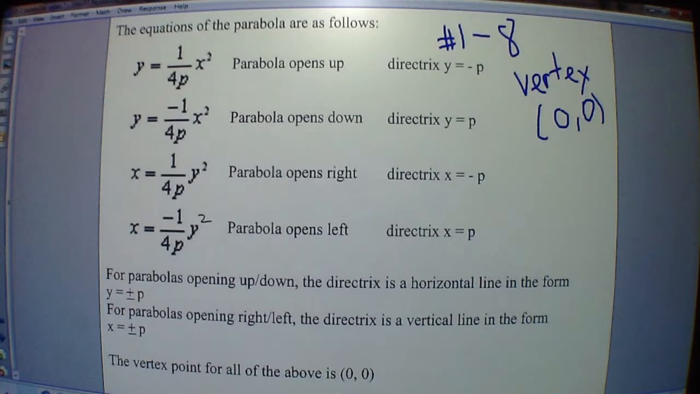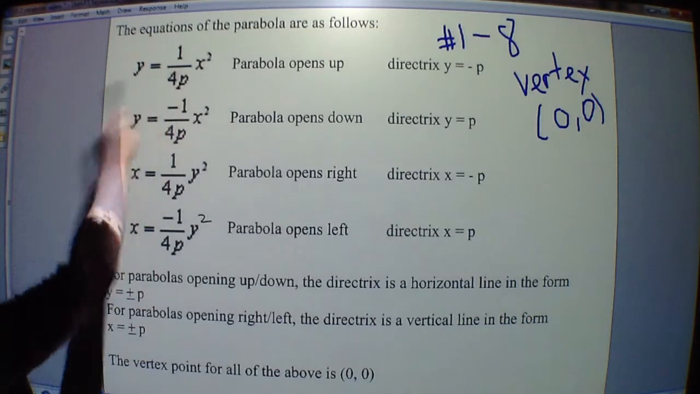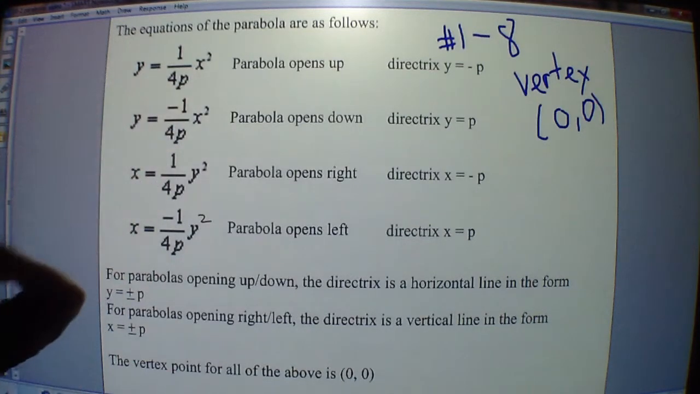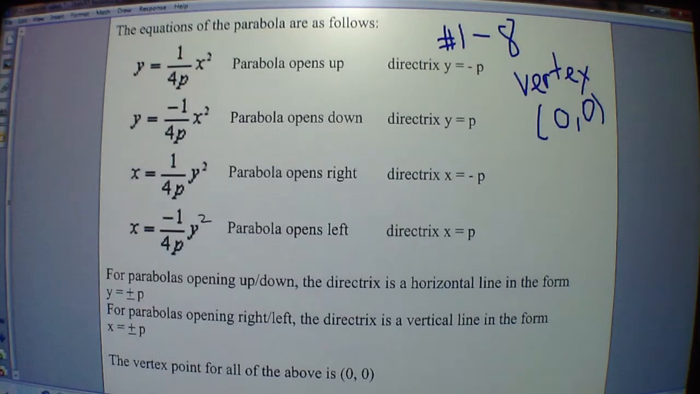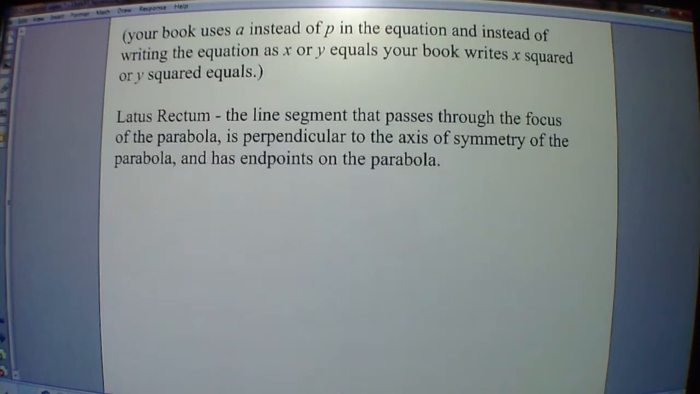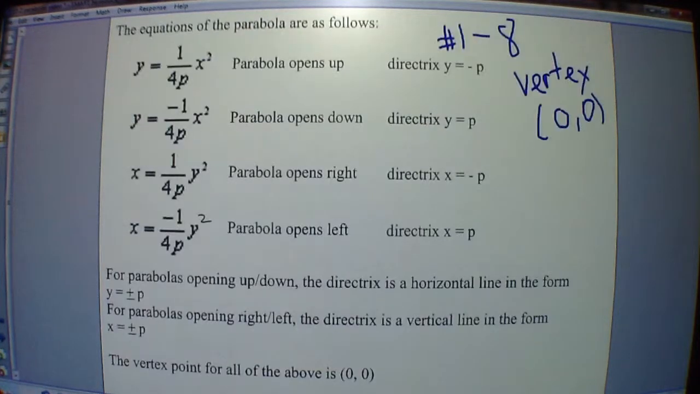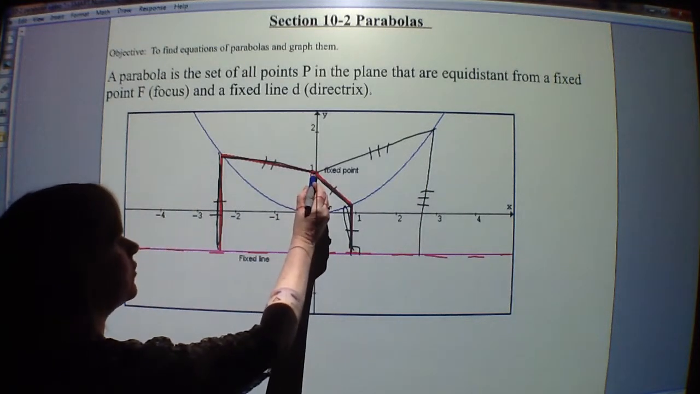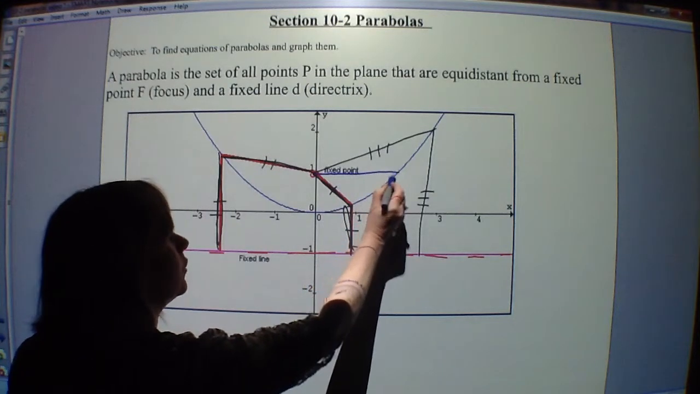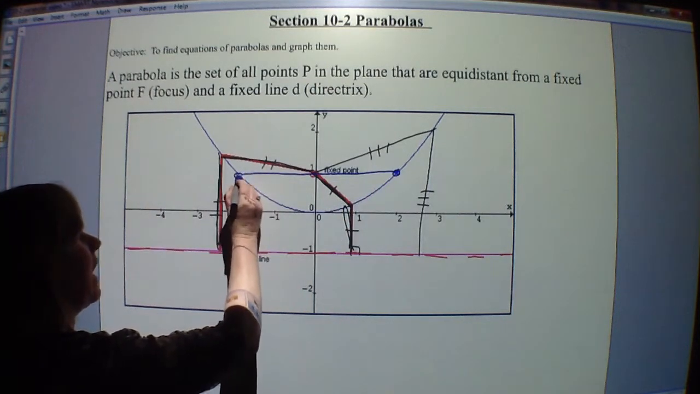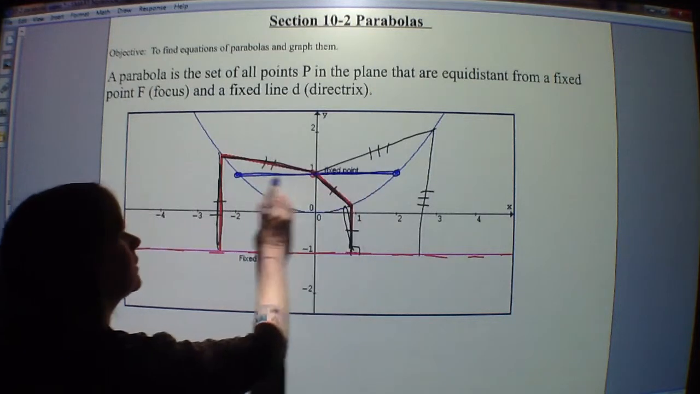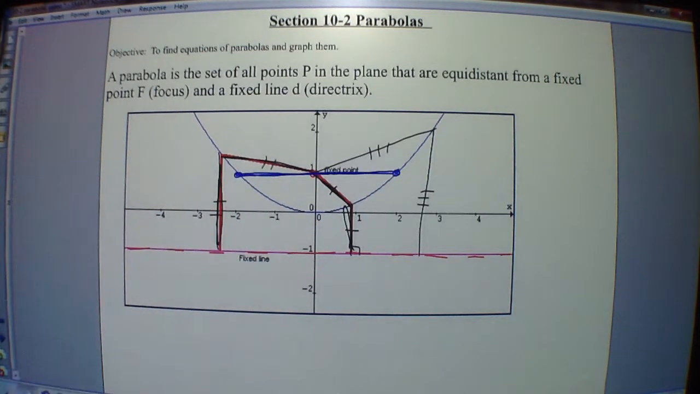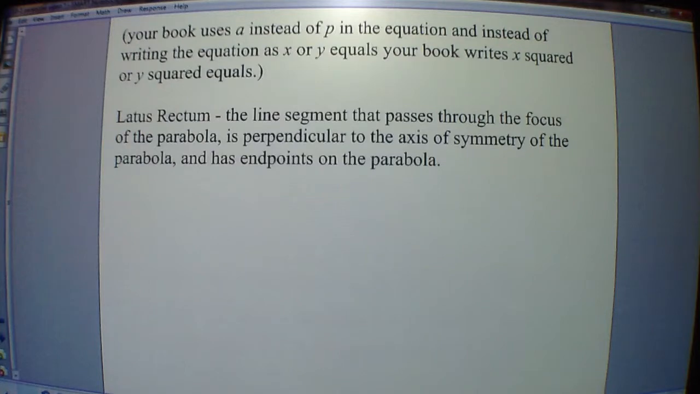Your book uses a slightly different format. Instead of doing y equals, they do x squared equals. And instead of calling it the letter p, they call it a. I don't care which way you do it. There's something defined as the latus rectum, which is a line segment that goes through this fixed point, the focus, with endpoints on the parabola. So this right here is my latus rectum. Okay?